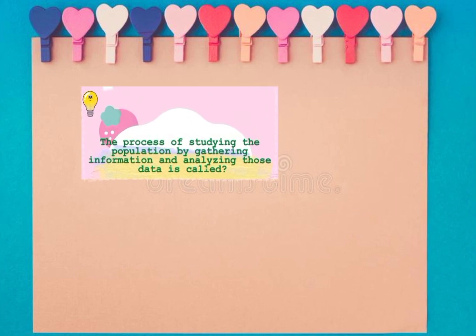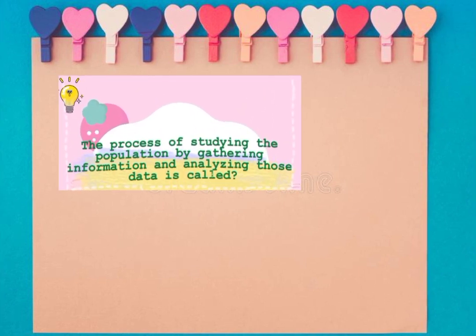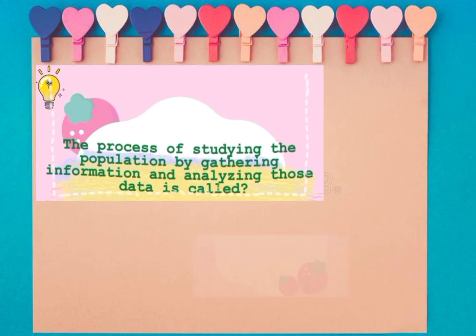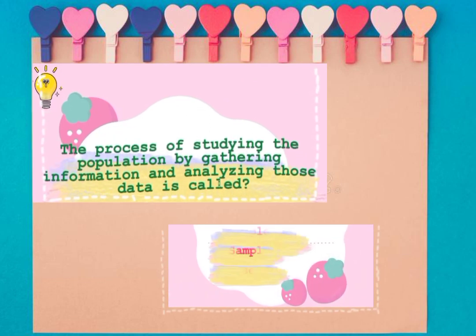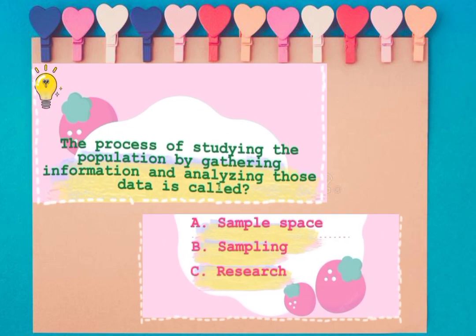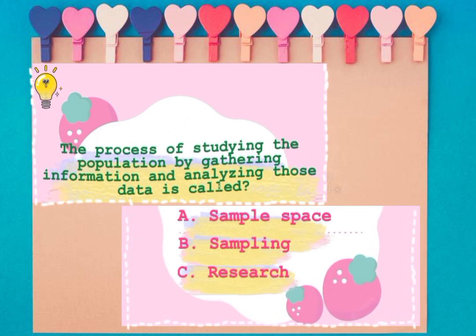Question: the process of studying the population by gathering information and analyzing those data is called A. Sample space, B. Sampling, C. Research.